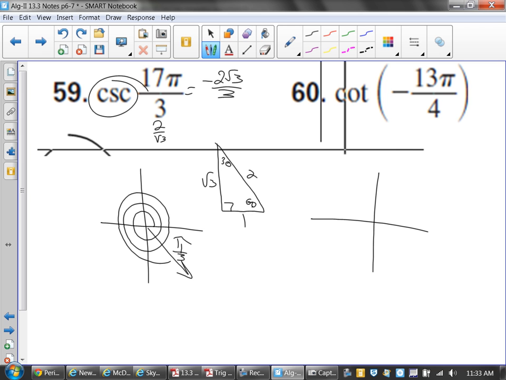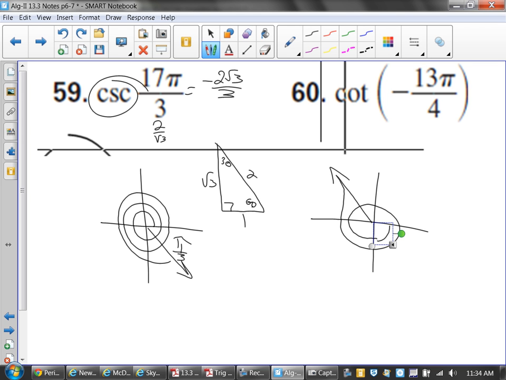4 goes into 13 how many times? 3. How many left over? 1. Oh, we're going the other direction. I was going the other way. I don't know what you're talking about. 1, 2, 3, a quarter.